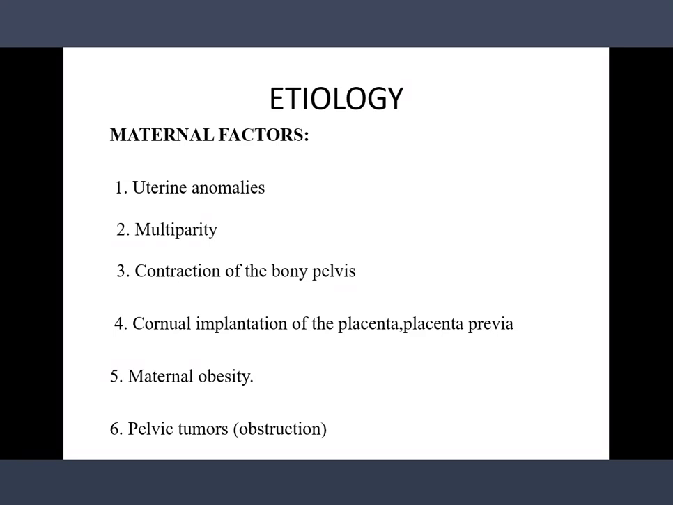Causes for the breech presentation: these maternal and fetal factors are known to cause breech presentation. So these are some of the maternal factors which cause breech presentation. One is uterine anomalies like bicornuate uterus or septate uterus, and multiparity because of the lax abdominal wall muscles and poor tone of the uterine musculature. Malpresentations are very common in multiparous women. And next most common is contracted pelvis.